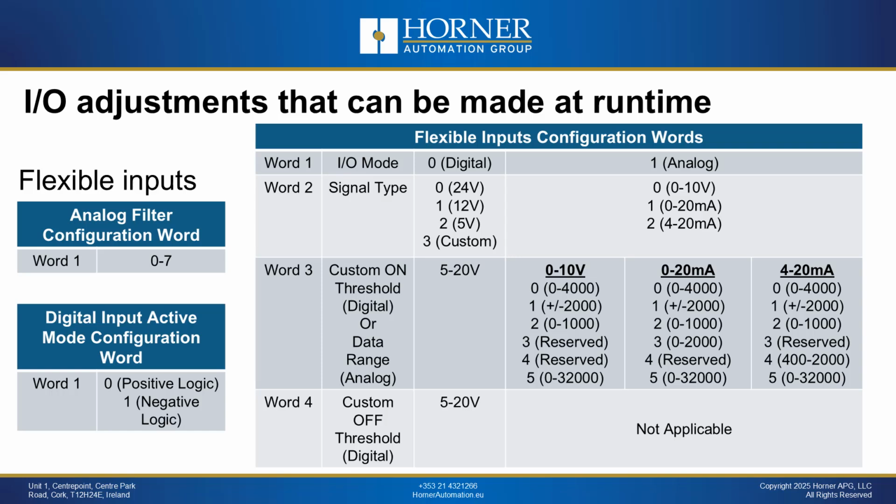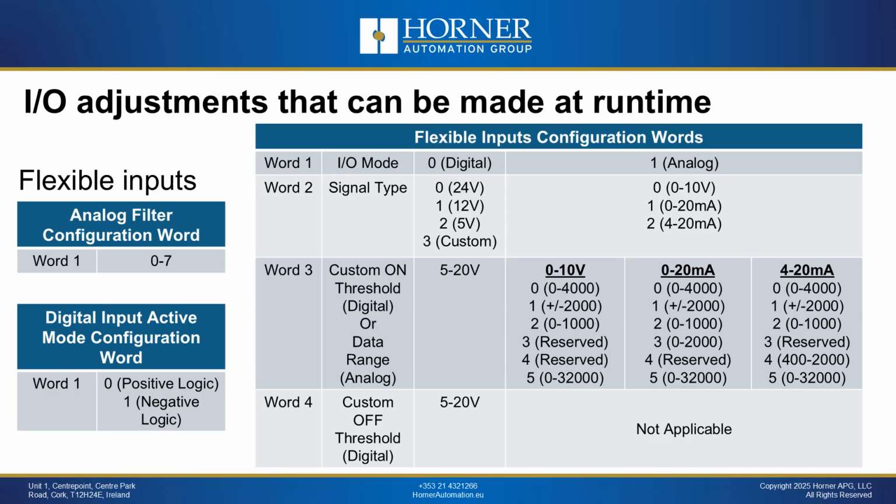If it is selected as a digital input, what is the voltage range? 24, 12, 5 or custom? If it is custom, what is the on threshold between 5 and 20 volts? What is the off threshold between 5 and 20 volts? So if you're using a flexible input as a digital, that is what you can adjust based on that third column in the chart on the right.